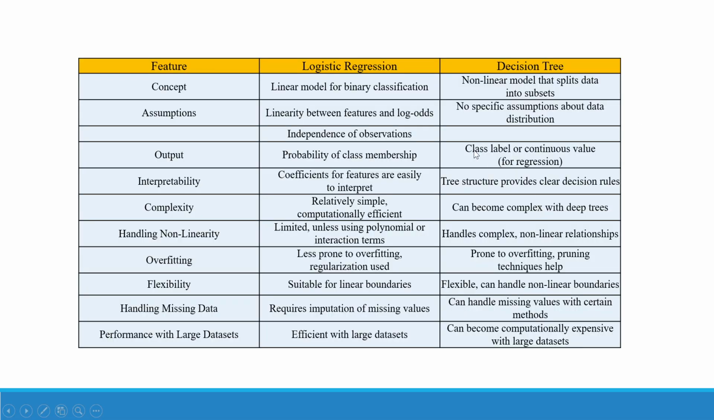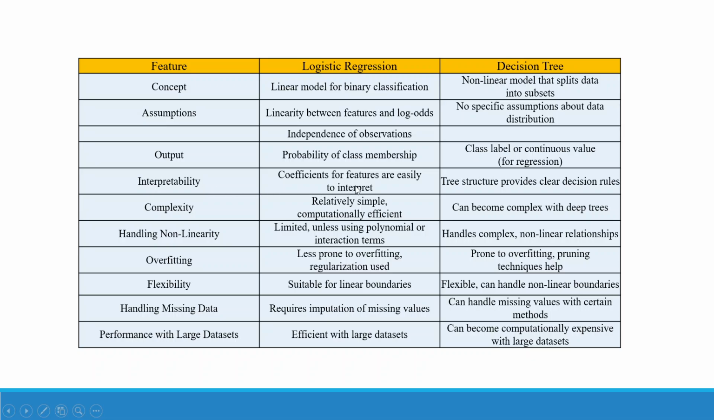Let's see the difference between logistic regression and decision tree. We start with the concept. Logistic regression is a linear model for binary classification. Decision tree is a non-linear model that splits data into subsets. Assumptions: linearity between features and log odds. In decision tree, no specific assumptions about the data distribution. Second assumption in case of logistic regression is independence of observations. Output: probability of class membership. In this case, class label or continuous value for regression.